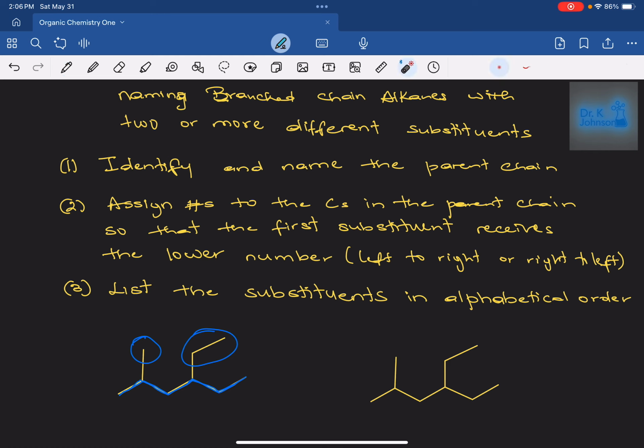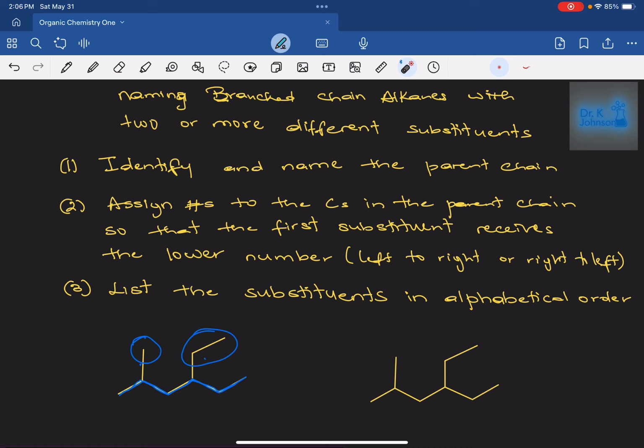We spoke about this before, right? On the carbons of the long chain, so that the substituent you encounter first gets the lower number of the two, right? You number this chain so that the substituent you encounter first, because we have two of them, gets the lower number. That's one way to look at it. Or you could also say you number the chain so that the first substituent receives the lower number. Whichever one works for you, run with it, okay?